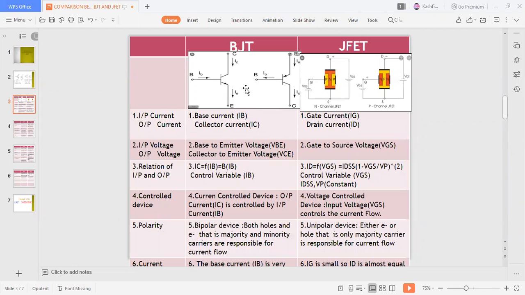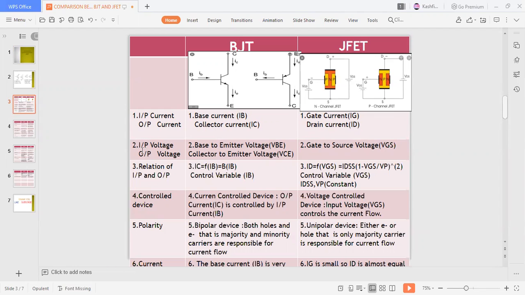Now here is the difference between BJT and JFET. These two figures are of BJT. This is NPN and this is PNP. And these two are of JFET. This is N-channel JFET and this is P-channel JFET. Now, the input current and the output current. For BJT, the input current is the base current IB and the output current is the collector current IC. But for JFET, the input current is the gate current IG and the output current is the drain current ID.